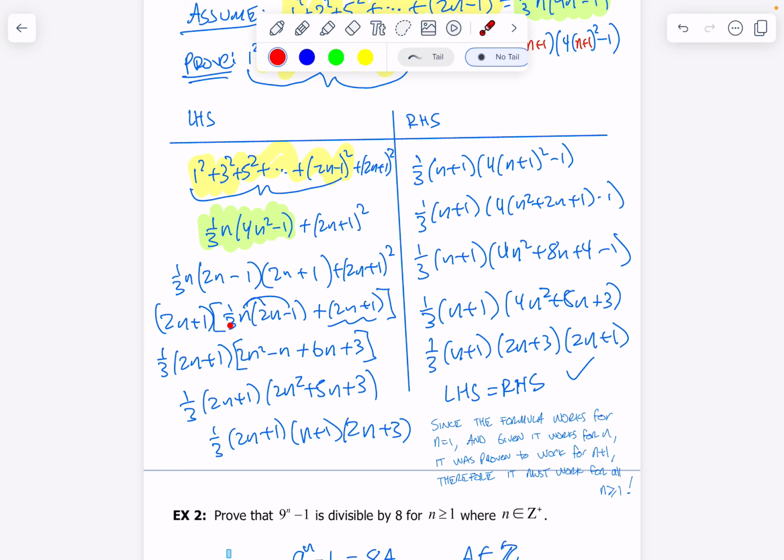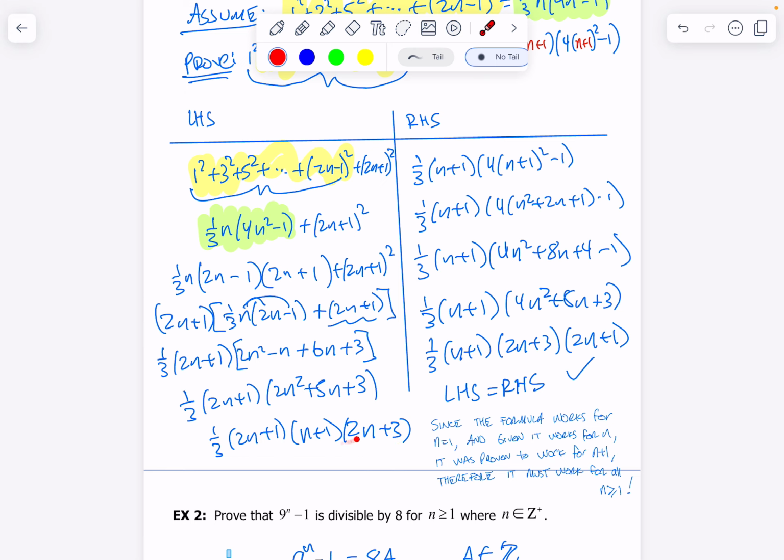And I also took the 1/3 out to the front, which has to triple these over here. If I take out a 3 here, it's going to turn this into a 6 and this into a 3. Again, you don't have to do it in this way, but I was just trying to avoid fractions by moving them out front. And then I distributed the n in to make it 2n squared and minus n. And then combine like terms in here, so I get 5n. And then this actually factors into n plus 1, 2n plus 3.